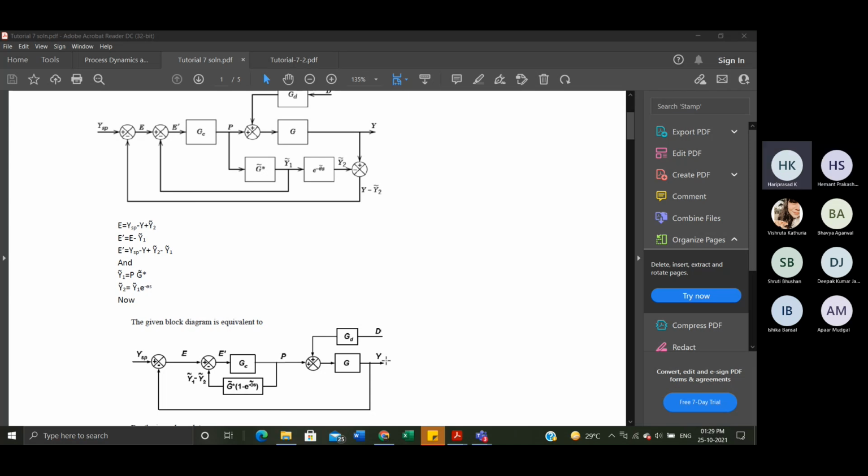Now what you really need is Y1 tilde minus Y2 tilde, right? Y1 is P times G star, and Y2 tilde is P times G star into e raised to minus theta. If you take G tilde star common, it would be 1 minus e raised to minus theta. Is it making sense now? Yes, sir. I can also put all these values in E prime and get it as a function of P. That is also possible, but this is a similar way. Thanks, Papa. Any others, if you have any doubt on the simplification?